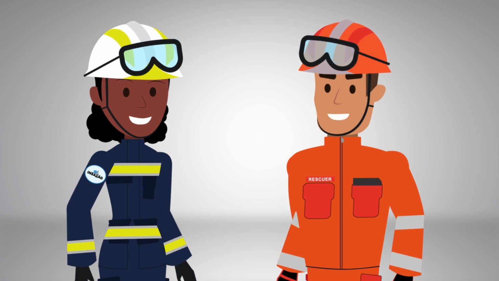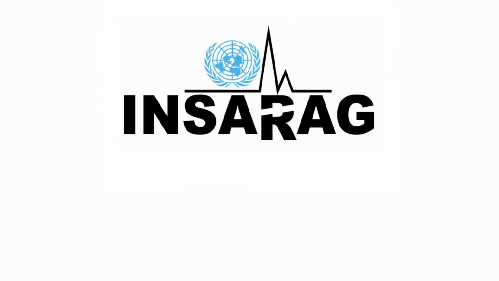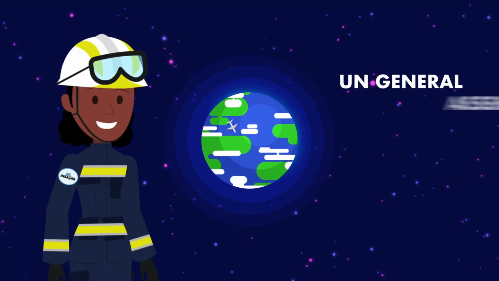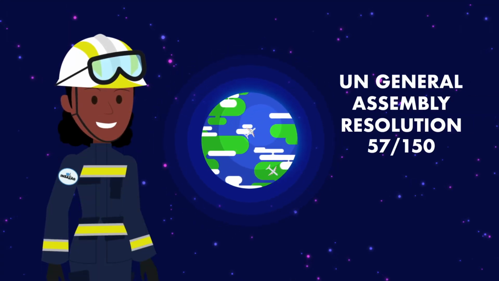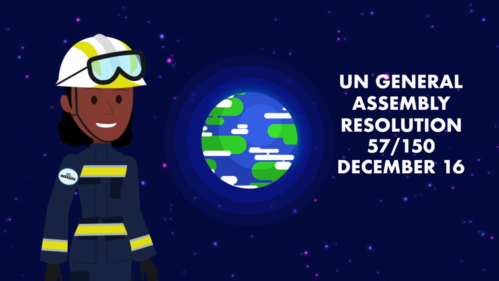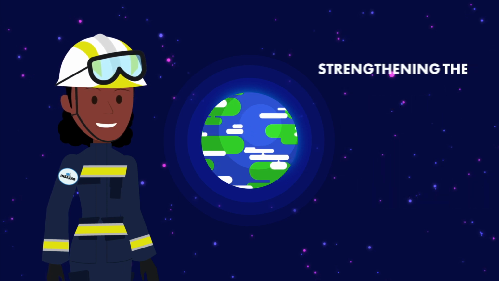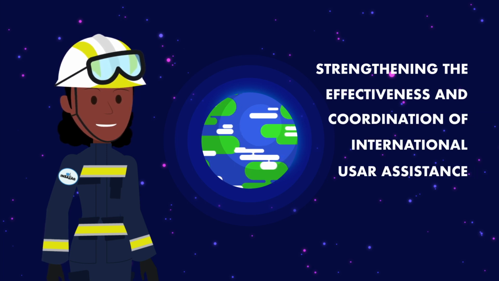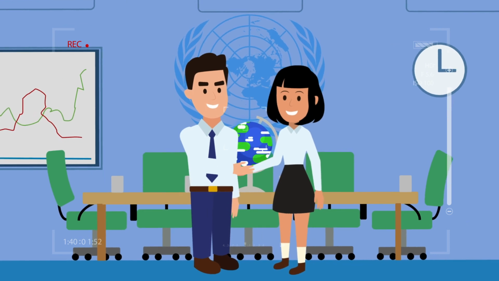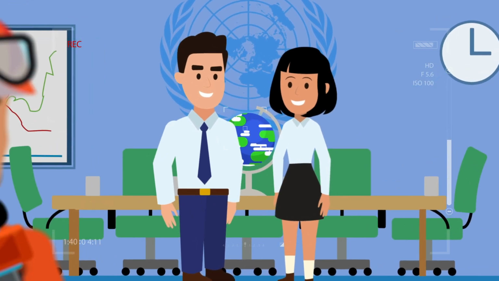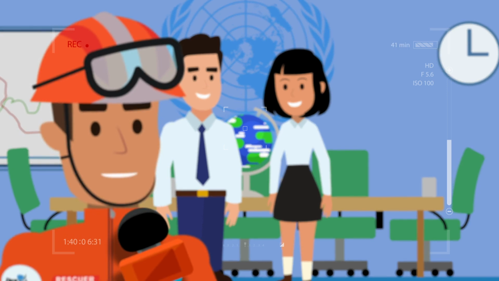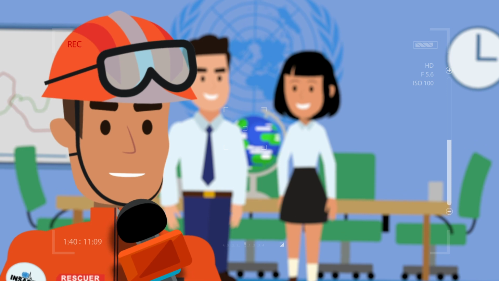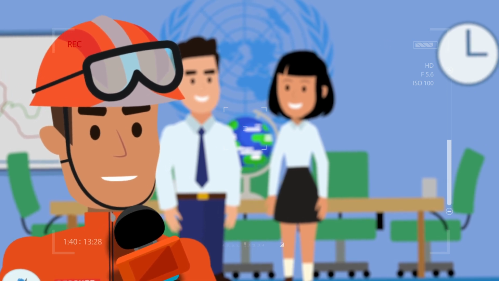Together, we will be walking through with you the updated INSARAG Guidelines 2020. Endorsed and launched under the UN General Assembly Resolution 57-150 on December 16, 2002 on strengthening the effectiveness and coordination of international USAR assistance. The INSARAG Guidelines is a living document which promotes a common framework for USAR capacity building, response, and information exchange among the relevant stakeholders of the affected country, responding state or organization, and the UN OCHA.